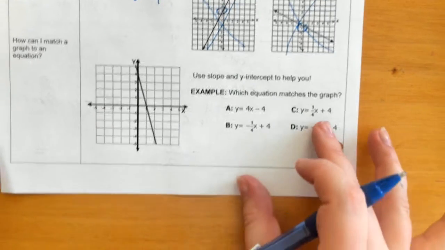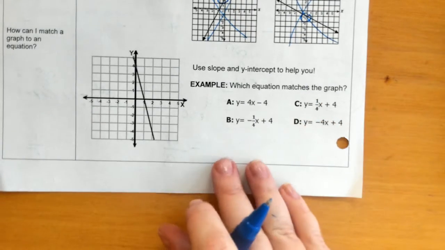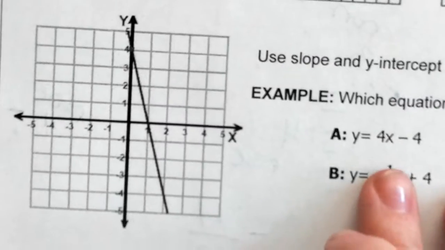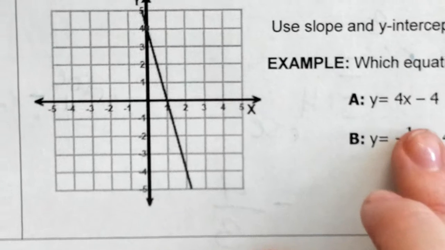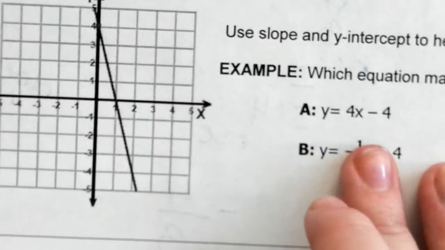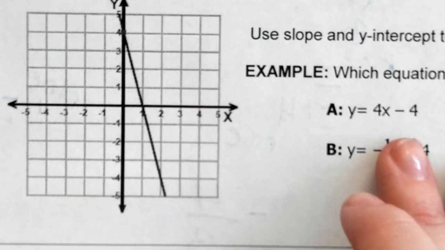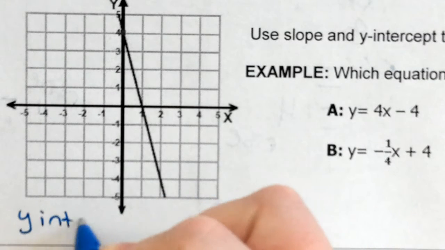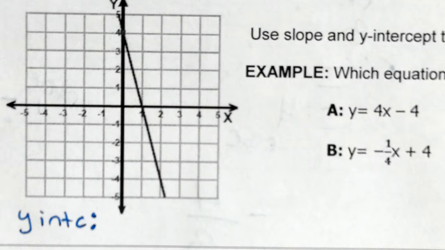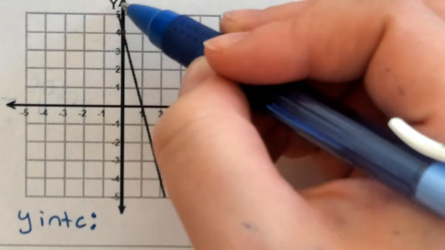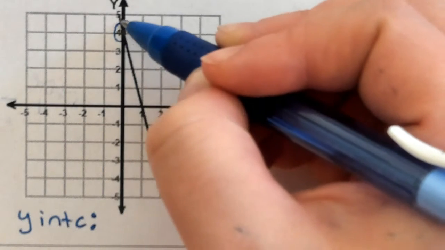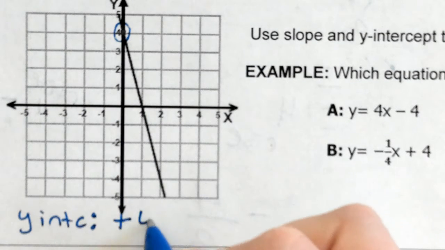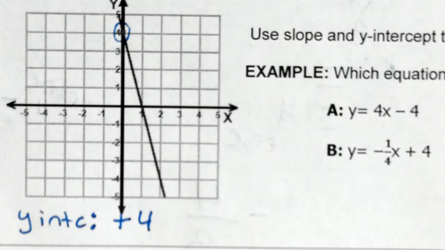All right, one last question. How can we match a graph to an equation? So here we have a graph and we have 4 equations as possible answer choices. But the questions we need to ask ourselves are exactly the same. What is the y-intercept? Well, let's look. Oh, it's right here at 4. So my y-intercept is +4.